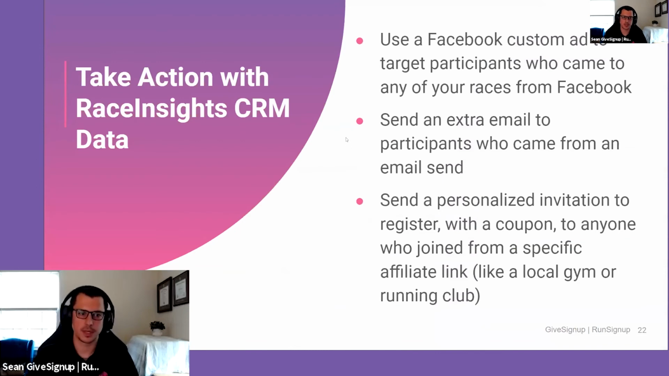So, kind of to what I was just mentioning, taking action. You can use your Facebook custom ads to target participants who have come to your race from the past through Facebook. Similarly, you can send extra emails to people who may have registered through an email link. And then you can also send out personalized invitations to register, with maybe a coupon, to anyone who has registered through a specific link like a local gym or a running club.